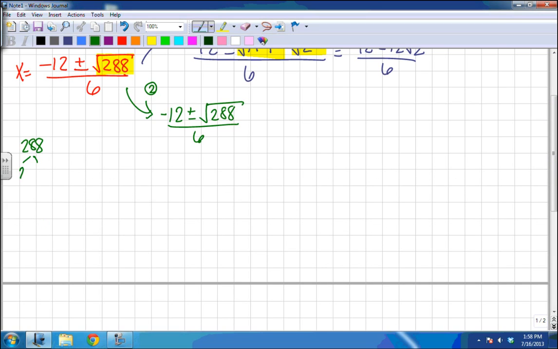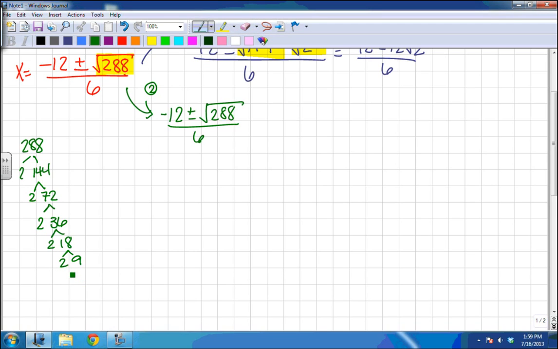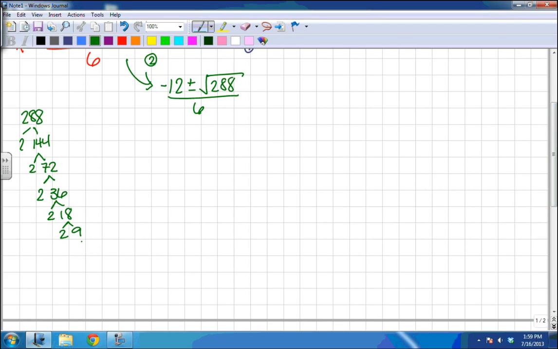until I can't divide by 2 anymore. So I've got 2 and 144. Again, 144 is even. So 2 and 72. 72 is even, so I'm going to do 2 and 36. 2 and 18. 2 and 9. I need some more space. And then 9 is not even, but I do know that 3 times 3 gives me 9.